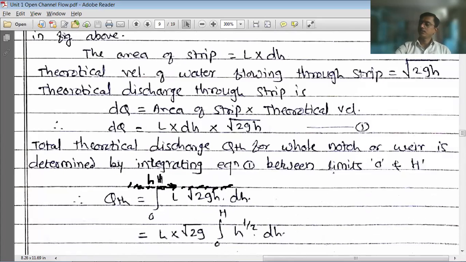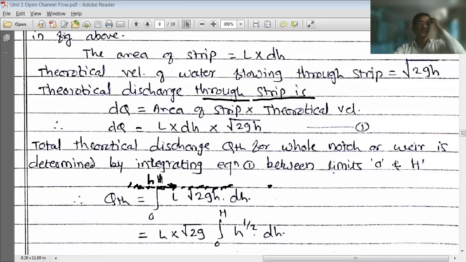Right. Then what will be the discharge? In the discharge equation, we know that discharge is nothing but velocity into cross-section area. So what is the cross-section area of the strip? Theoretical discharge through the strip is the area of the strip multiplied by the theoretical velocity. What is the area of the strip? Length into height of the strip, that is dh.